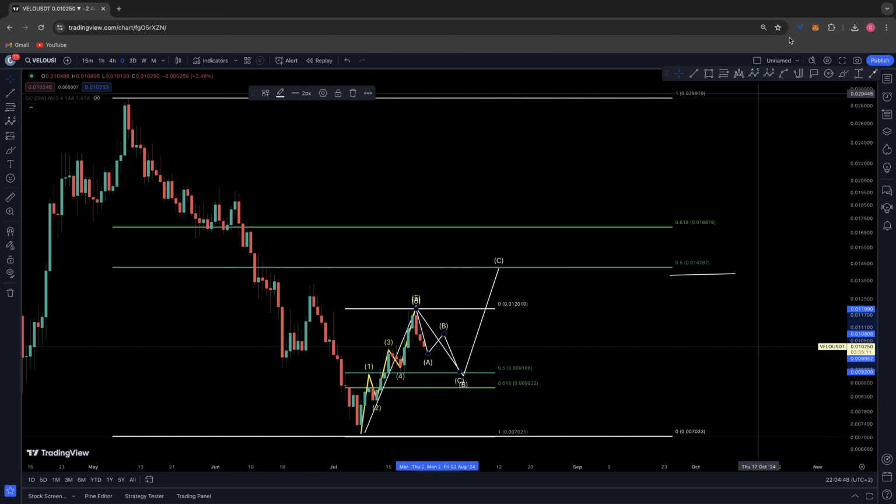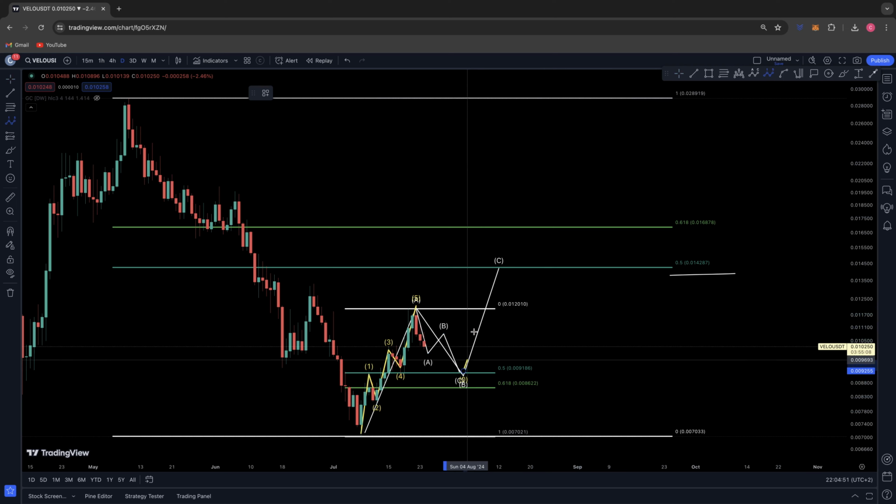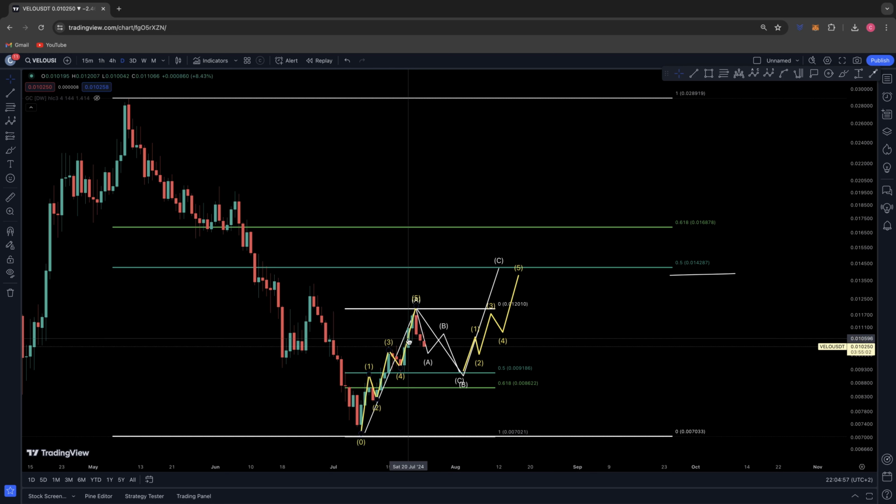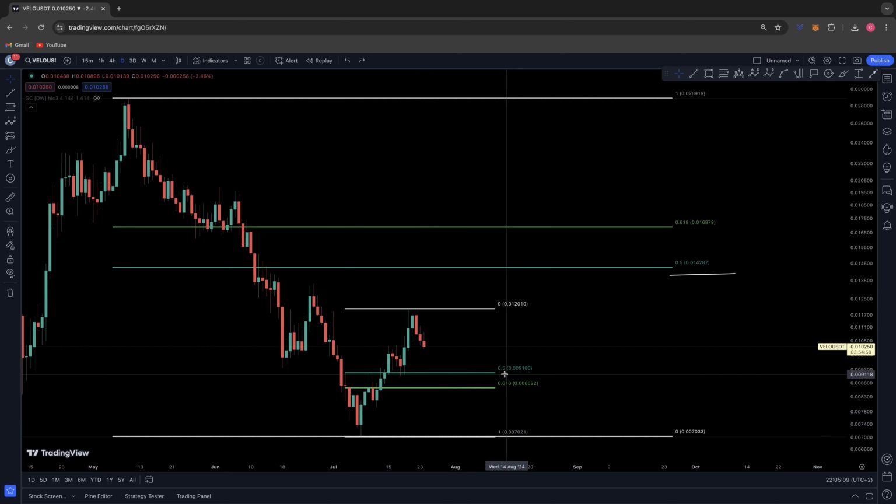That's your B wave complete, and then you get another impulsive 1 2, and this is just for example roughly 3 4 5, and this is where you start taking out this high. This is called a 5 3 5 move off of this local low, retracing back to this high, in a large A B C. So it's waves within waves. It's how the market works.